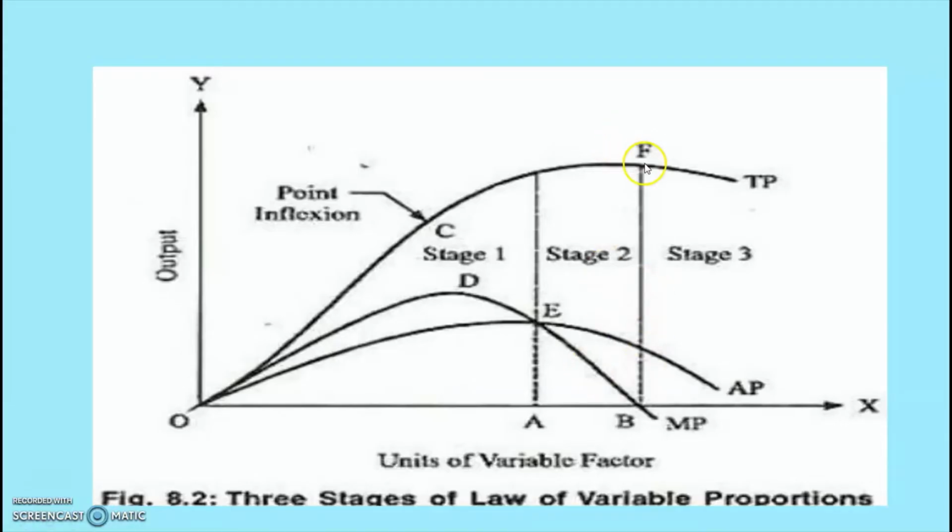So this is it. This is the starting point of stage 3. That is where the marginal product is 0 or the total product is at its maximum. And then, as I said, it is characterized by a falling total product, a falling average product, and that of the marginal product is already negative. So that is stage 3.